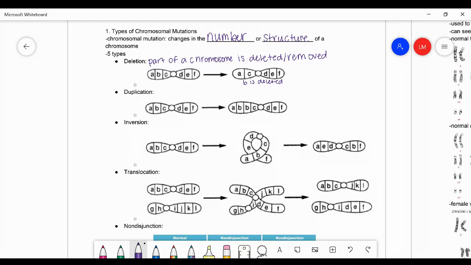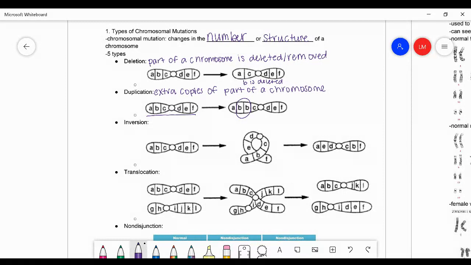The next type is called a duplication. In a duplication mutation, there are extra copies of part of a chromosome. Once again, in our picture example, we can see the normal, what the chromosome should be, and then after the mutation, we can see that this time there is a duplication of gene B on that chromosome.